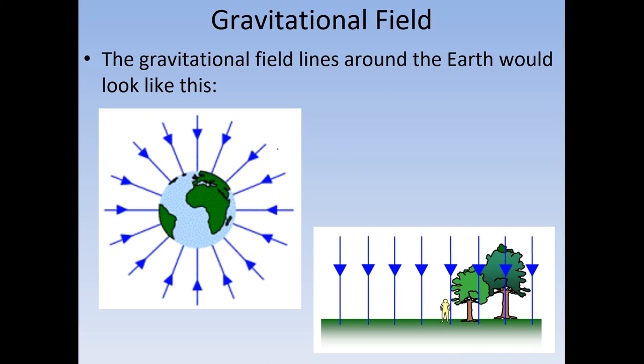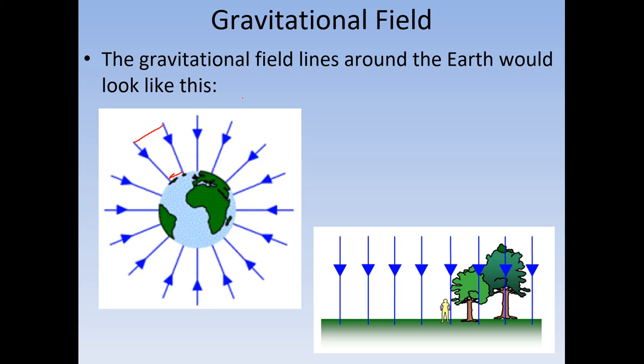So these are what the gravitational field lines around the Earth look like. If we're looking at the Earth itself as a whole, the field lines go radially inside. And then on a flat surface, if we're looking at the surface of the Earth, because the Earth is so zoomed in that it looks flat, the field lines are pretty much parallel. Using that same idea from before, we can already see that the field lines very close to the Earth are much closer than the field lines further away.